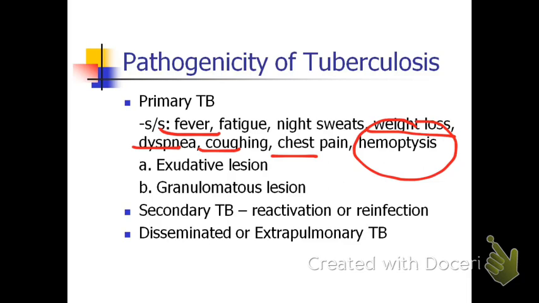Now, if you're going to have a biopsy or autopsy of the lungs, you'll be able to see two types of lesion. We will try to differentiate them later. The exudative lesion and the granulomatous lesion. Okay, most of the people with tuberculosis will be given antibiotics that would last for about 6 months.